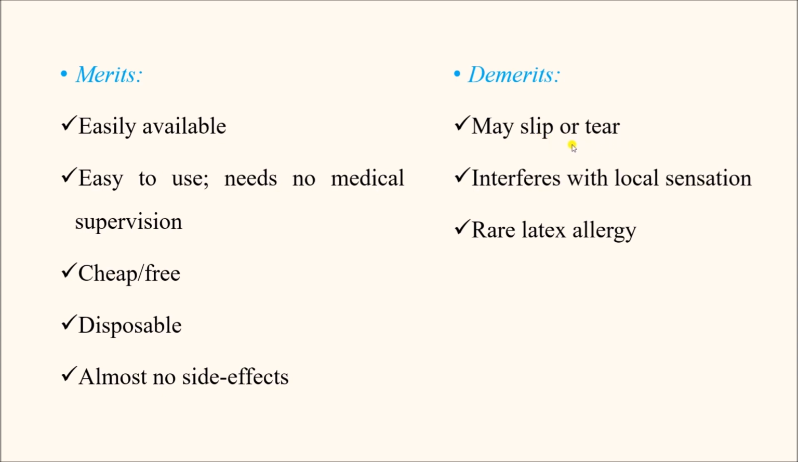If an improper size of condom is used, then it can tear. It may slip if the person is not very cautious, or if an oversized condom is used, and it can sometimes interfere with the local sensation. So these are the different merits and demerits of condoms.